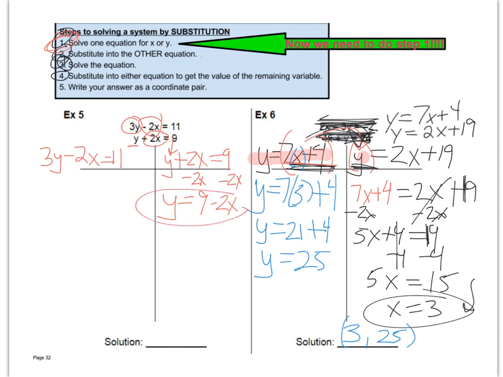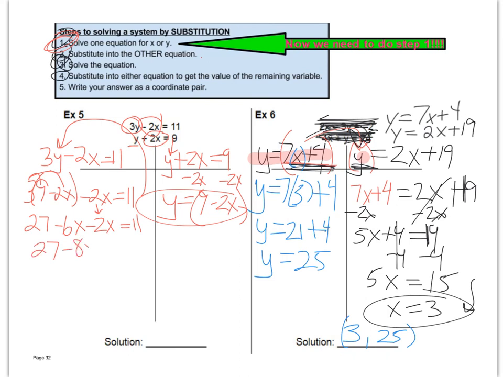I have that y equals. Now I can come over here and I can say, I know what y equals. I don't know the number y equals, but I know that y equals this expression. So over here, I'm going to replace the y, substitute the y for 9 minus 2x because that's what y is. So I substituted in. Now it's just math. Okay, if I distribute, that's 27 minus 6x minus 2x I'm copying down equals 11. Now just math, just algebra.